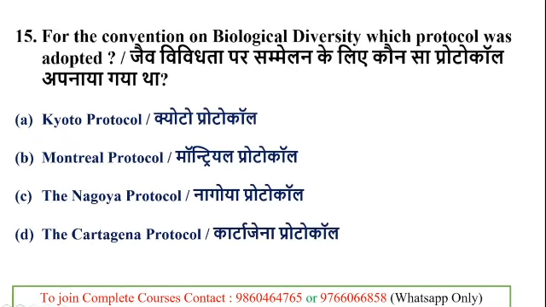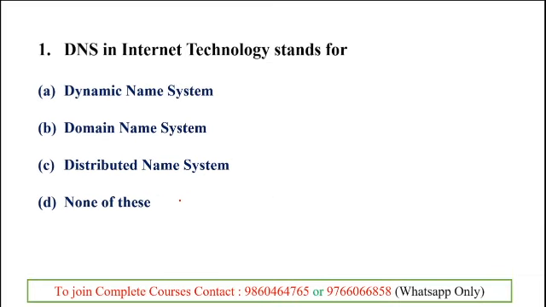Next question, that is your homework question. For the Convention on Biological Diversity, the CBD, which protocol was adopted? Kyoto, Montreal, Nagoya, or Cartagena?